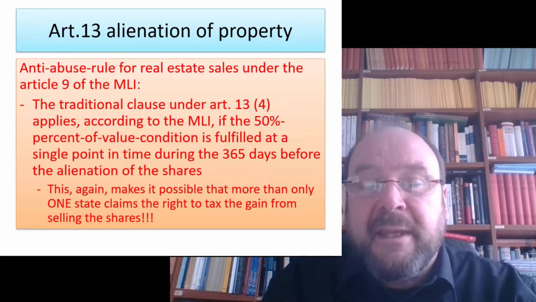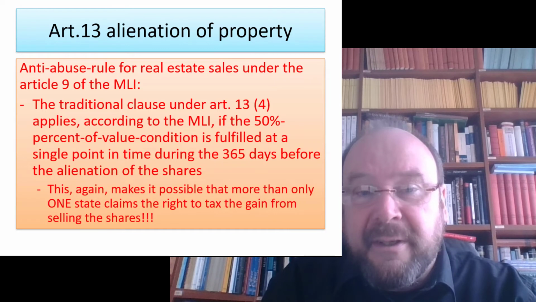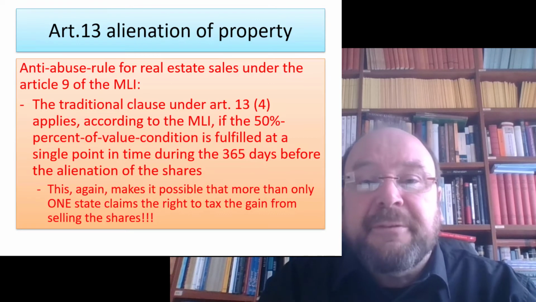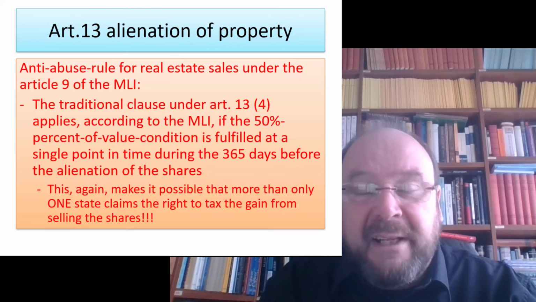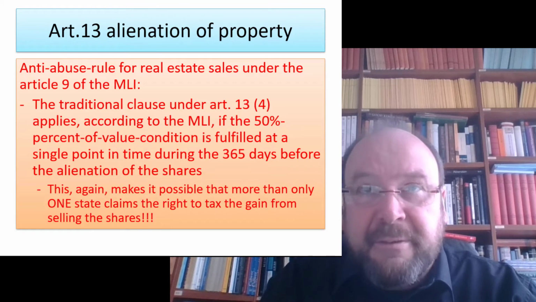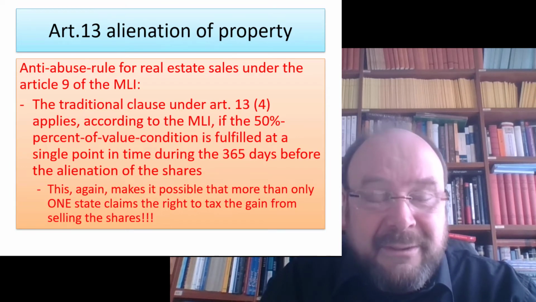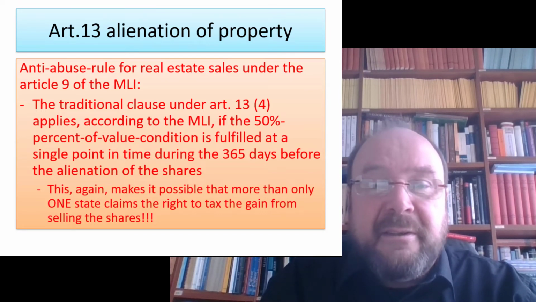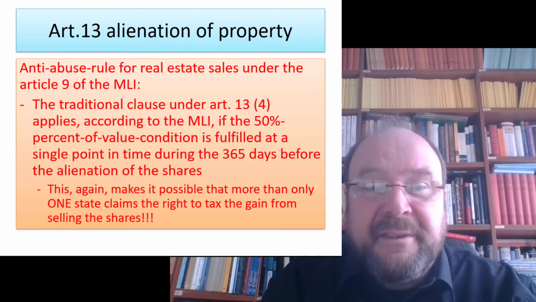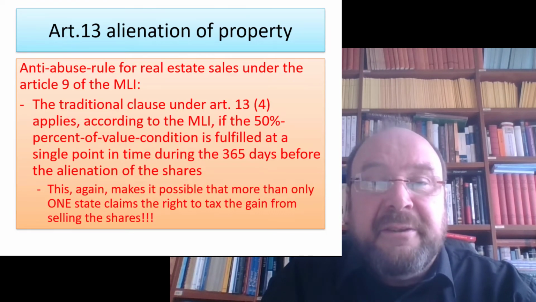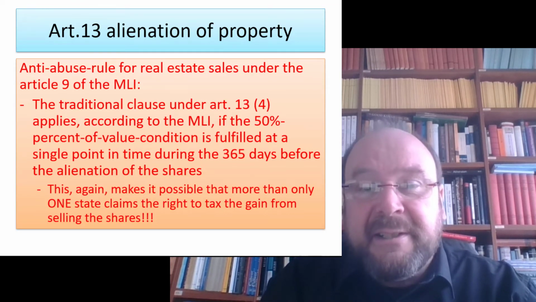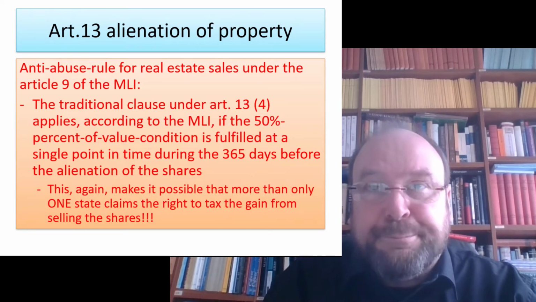So they said it does not only trigger the Article 13.4 anti-abuse clause if you sell a company whose value consists of more than 50% of real estate in a certain given state, but also if that relation was fulfilled or that percentage was reached on a single day during the last 365 days before the sale. The idea here is that at least such short-term manipulations are then excluded.